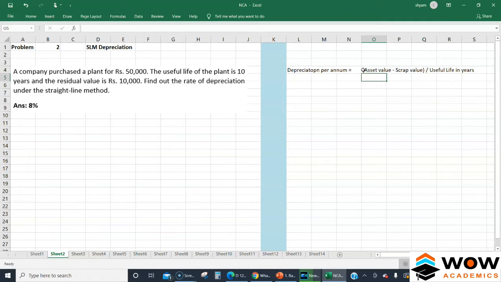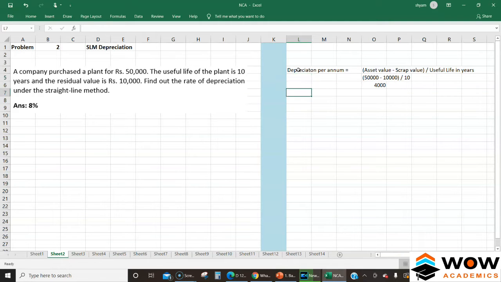So the answer would be 50,000 minus 10,000, bracket, and divided by 10 years. So it comes to 4,000. The depreciation per year is 4,000.